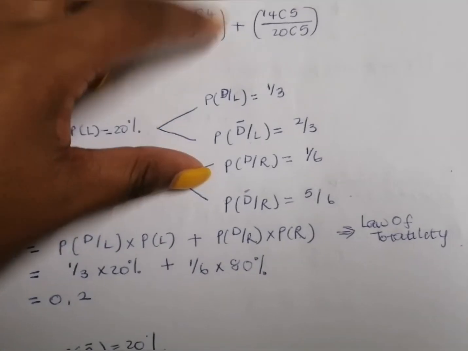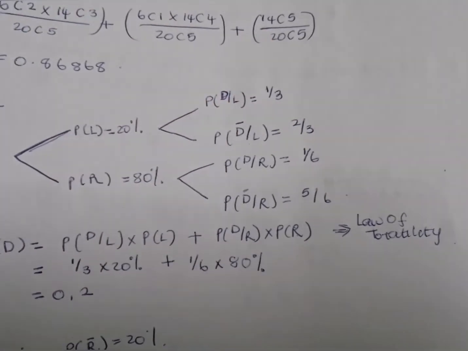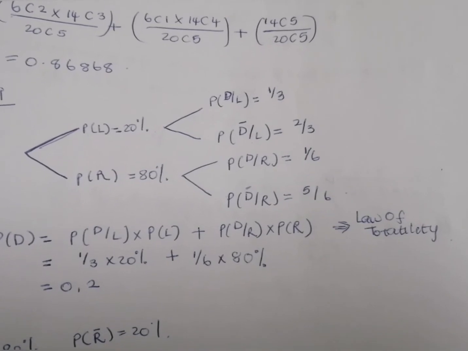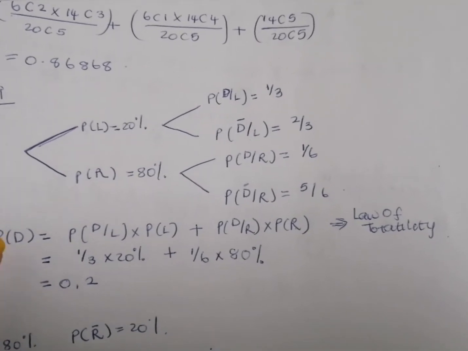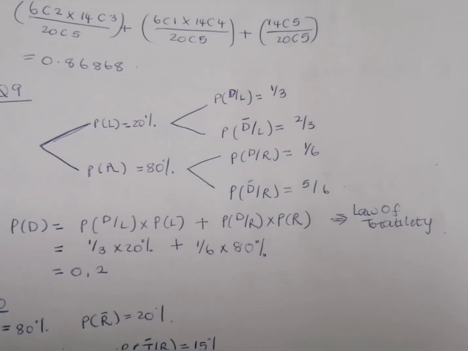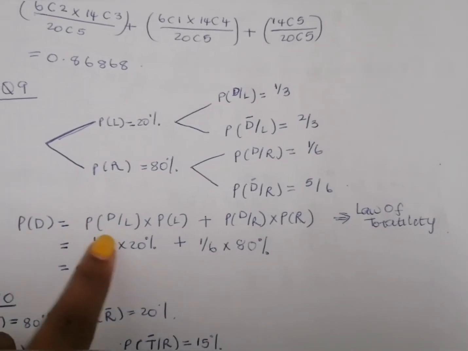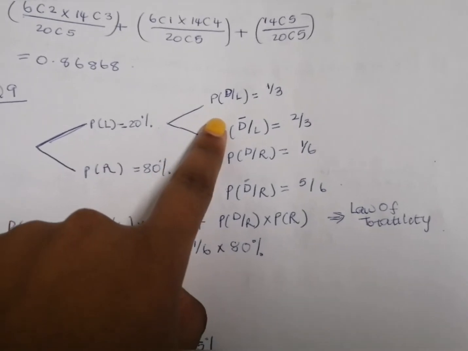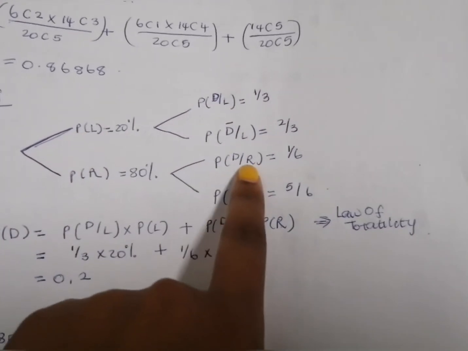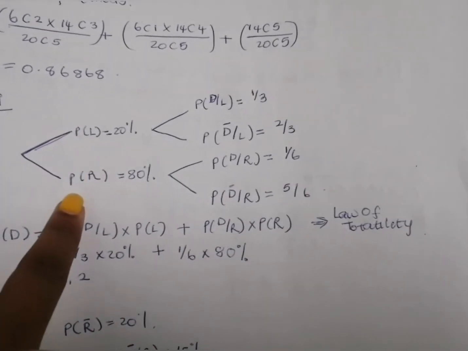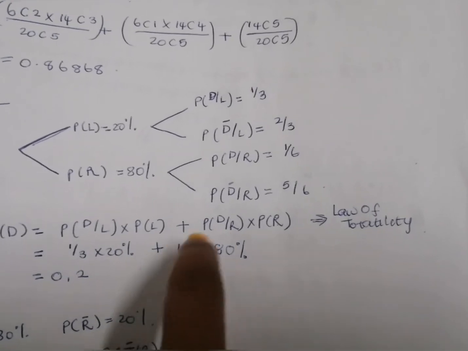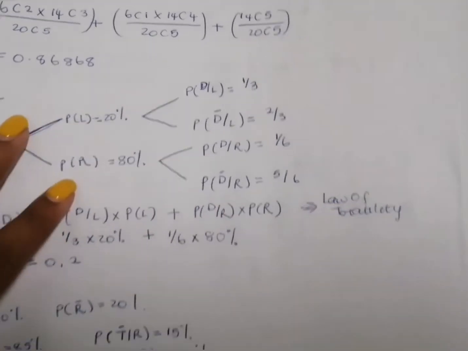So these are the probabilities that we're given, and they want us to determine the probability that a truck will be defective. So using the law of total probability, we know that we are going to say it's P(D|L) times P(L) plus P(D|R) times P(R). Then we will get that our answer is this, right?